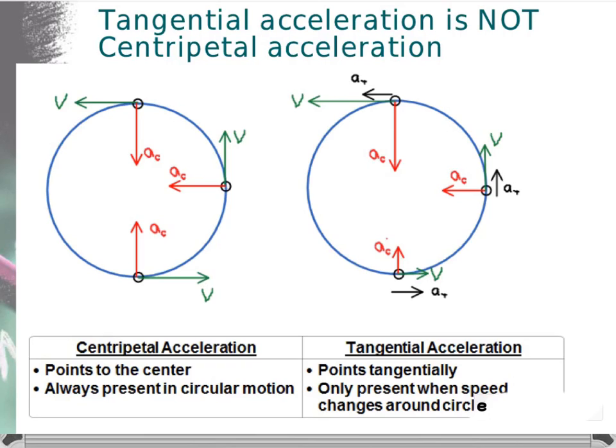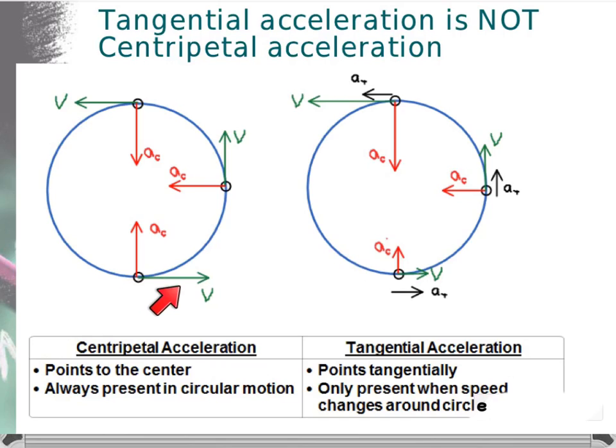First of all, let's think about the properties of centripetal acceleration. The centripetal acceleration always points toward the center of the circle. So if we are at this point and we're traveling at this velocity v around the circle, our centripetal acceleration is pointing toward the center of the circle. And that centripetal acceleration is always present when you have circular motion.